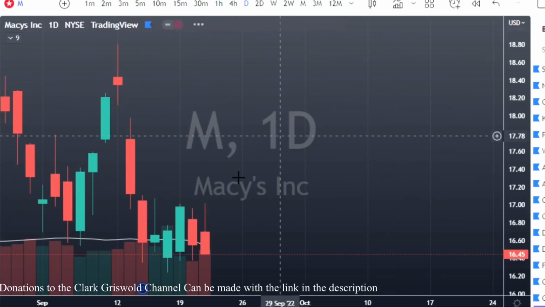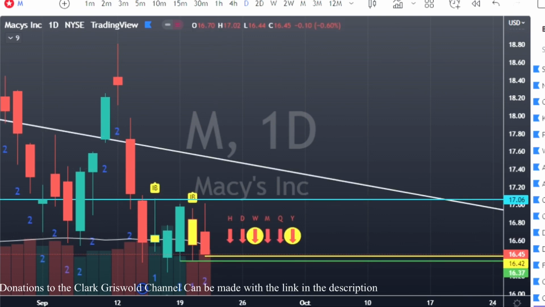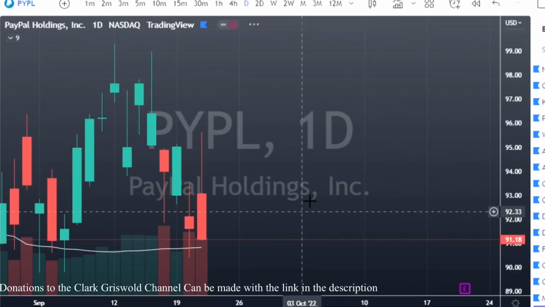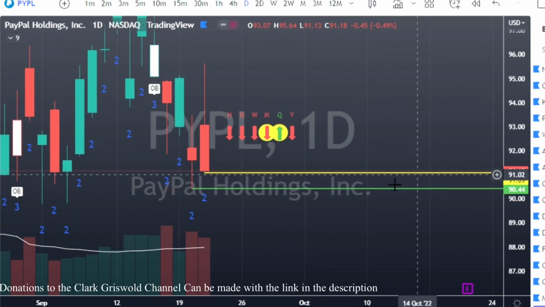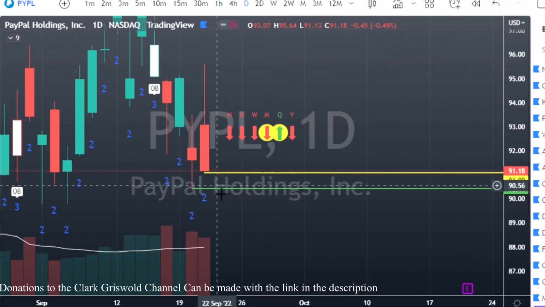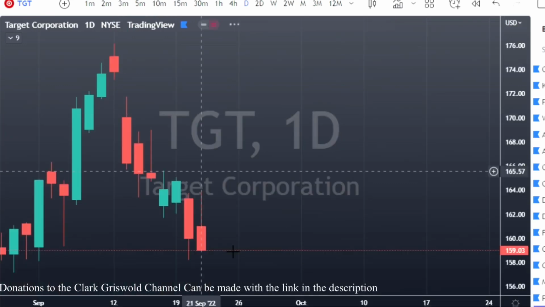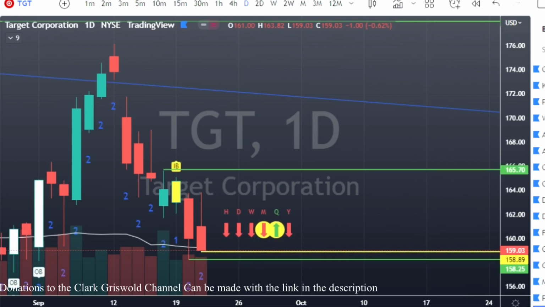Macy's, ticker symbol M, 2 up, finished red, puts at 16.45. PayPal, 2 up, finished red, puts at 91.18, it looks like. Maybe a little bit less, maybe 91.17, 91.09. And then first target's at 90.44. That's decent magnitude for us to hit there. Target, TGT, 2 up, finished red, puts at 159.03. They're taking a little bit longer to load. 158.89 is where I've got it at. Those are your triggers there.